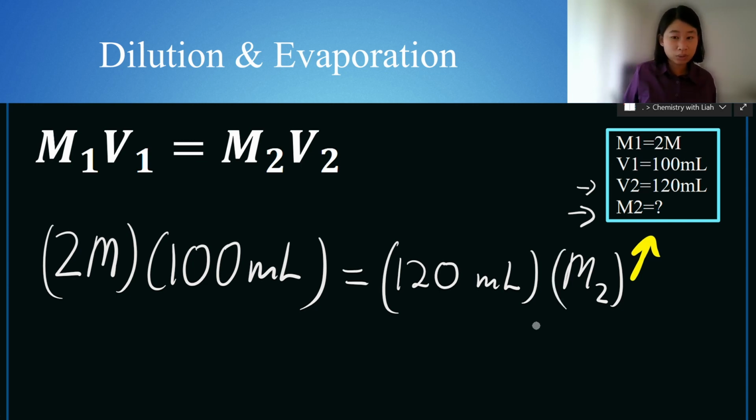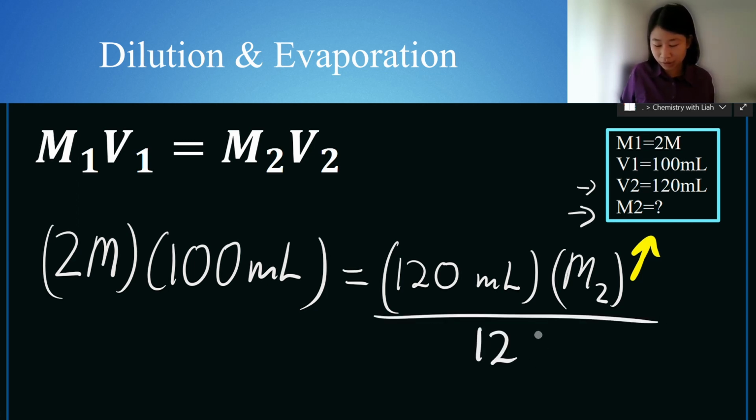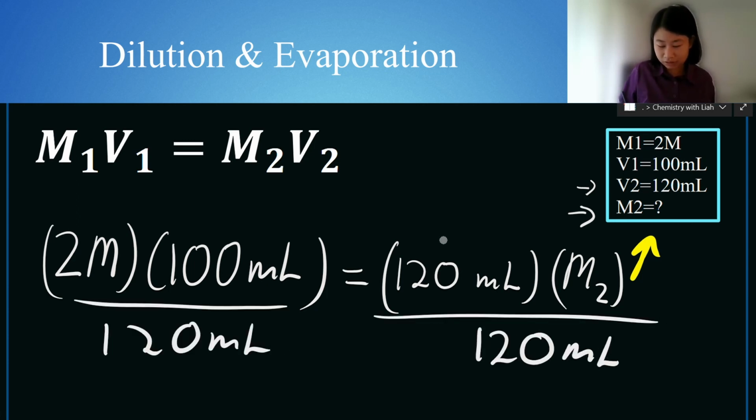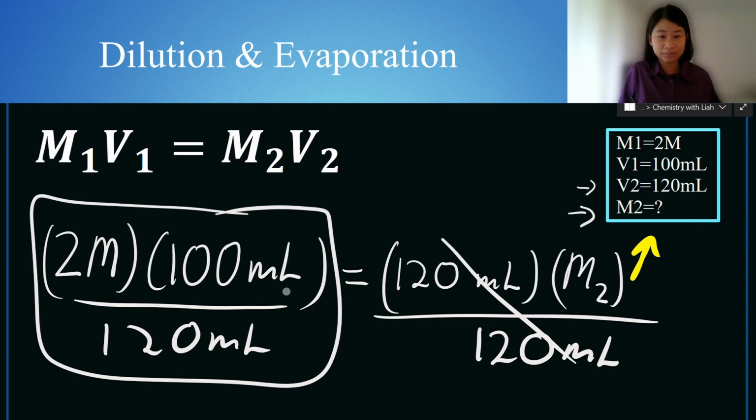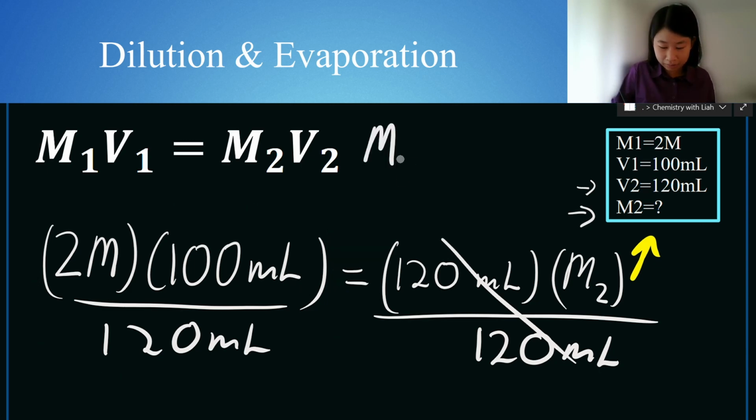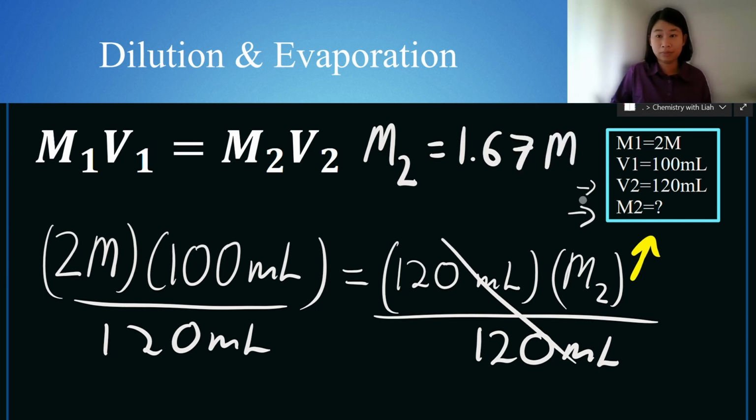Now with some algebra, we will get M2 by itself. So we will divide both sides by 120 ml to have it cancel on the right. And then we have that M2 is this whole division on the left. Doing this division, we get that M2 is equal to 1.67. And this will be in moles per liter, or molarity.